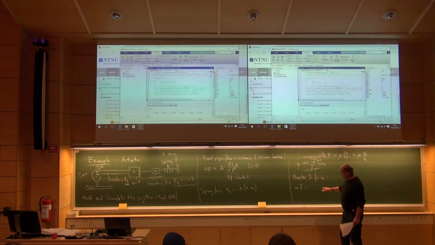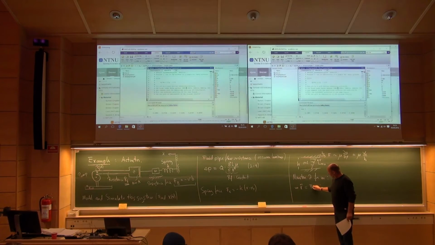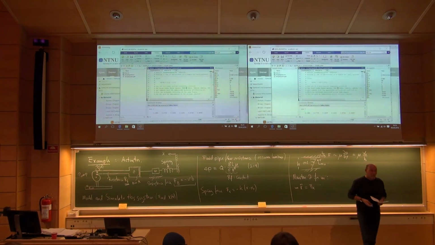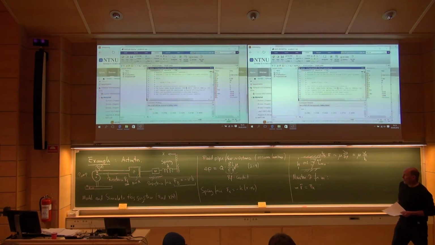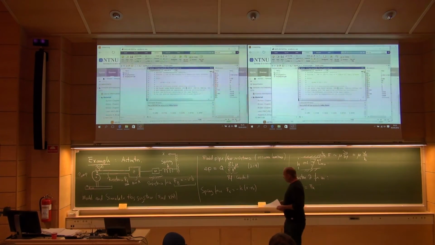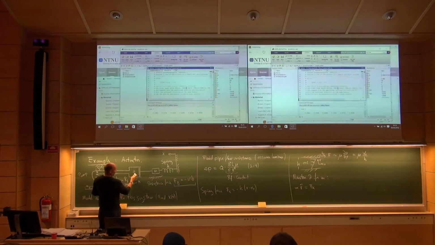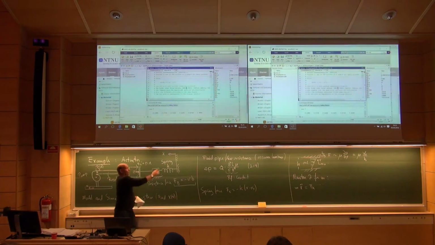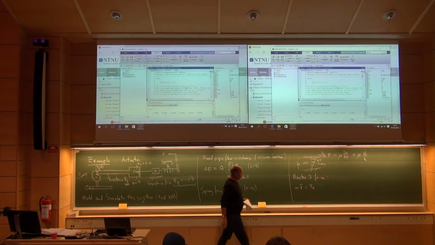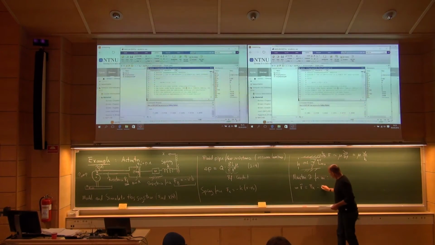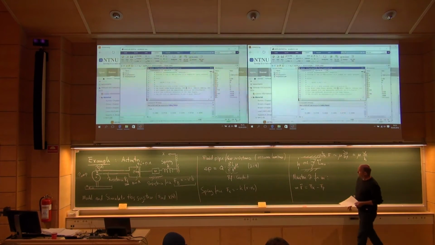Well, we have a spring force, definitely. We will have a pressure force here. If you have a pressure here, the force will be Fp equals pressure times area. But I have the positive direction to the left, so that must be minus Fp.